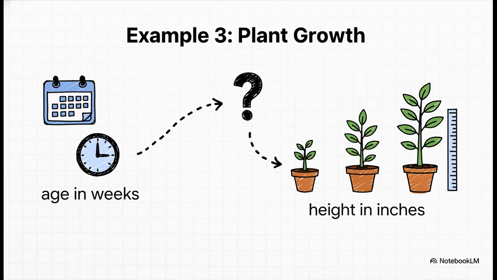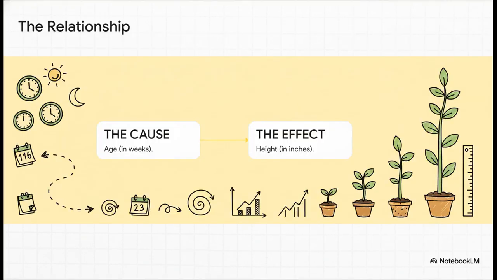And one last example to really lock this in. Picture a plant growing over time. We're keeping track of its age in weeks and its height in inches. So in this one, time itself, the age of the plant, is our independent variable. Why? Because it just keeps going no matter what, right? We can't change it. And the height of the plant, that's our effect. Its growth absolutely depends on how old it is. Okay, I think we've totally got this.